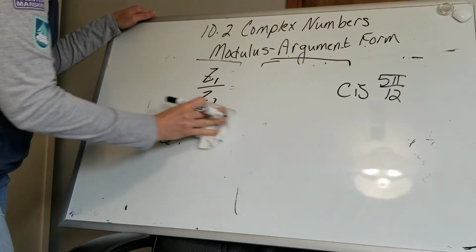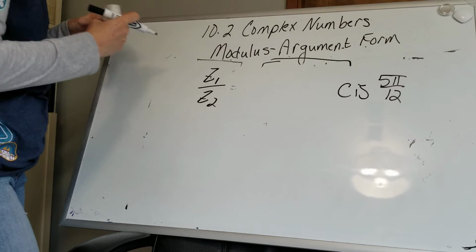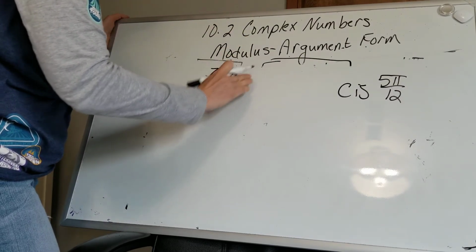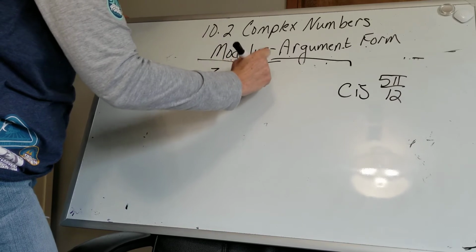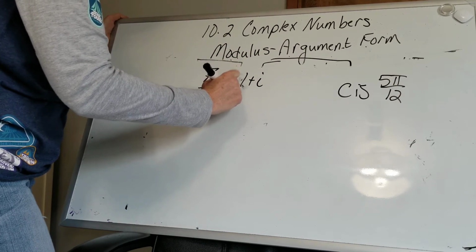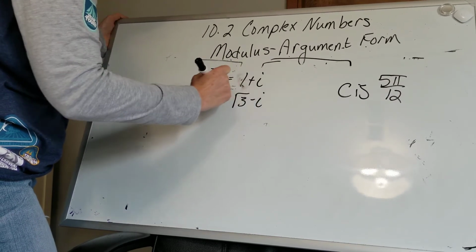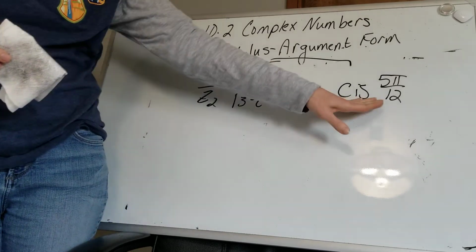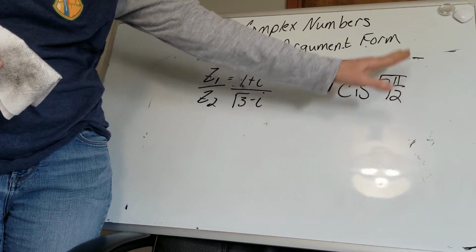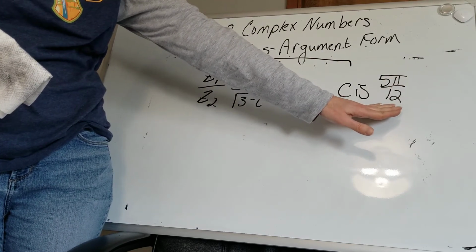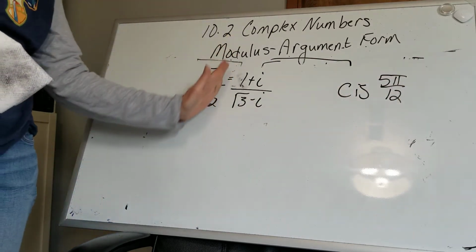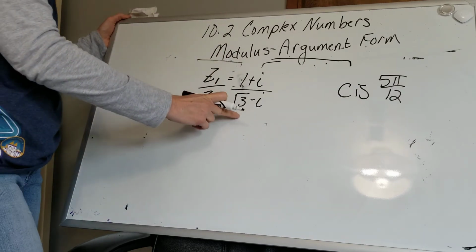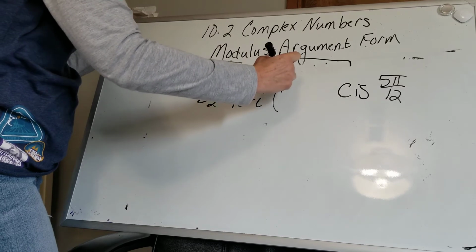And over here, I'm going to go back to what they were. This one was 1 plus i. And this one was root 3 minus i, right? So when we divided them in the trig, polar, modulus argument form, we got cis 5 pi over 12. If I divide them in the rectangular form, remember, that means we're going to multiply the numerator and denominator by the conjugate.